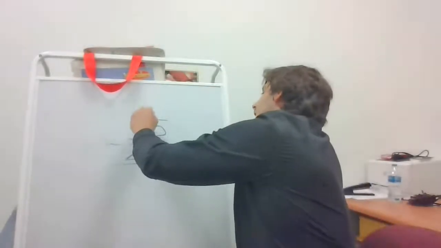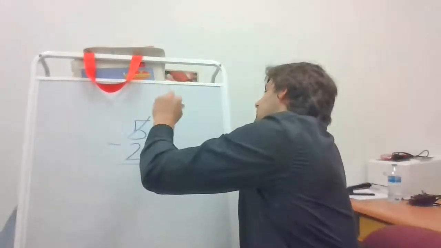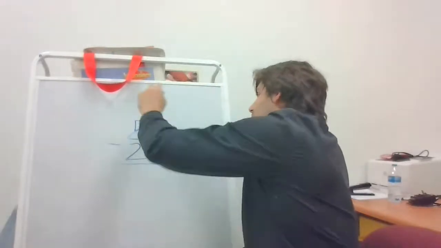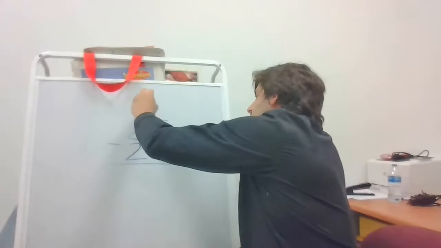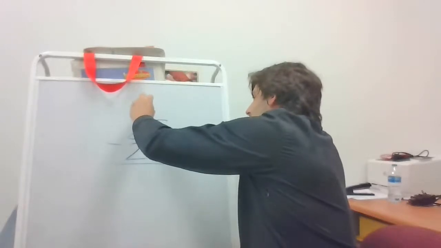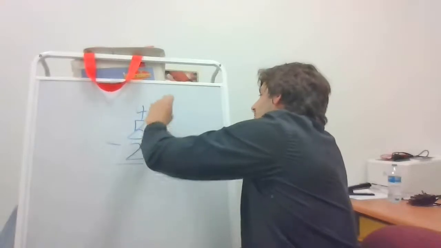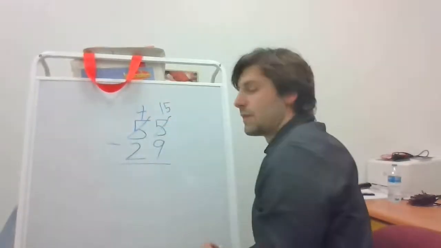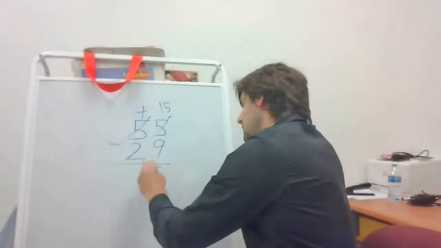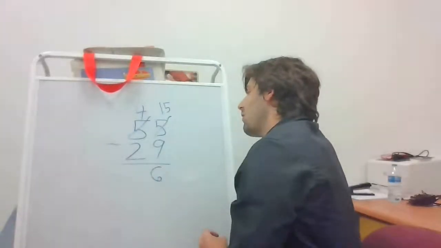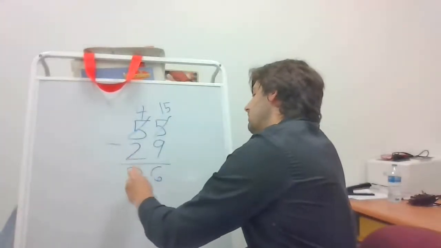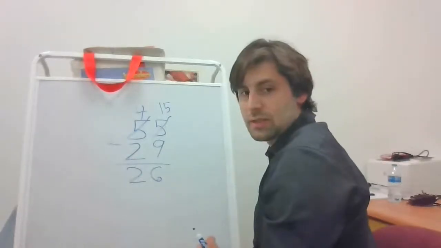So the 5 in the tens place is going to become a 4. The 5 in the ones place is going to become a 15. So 15 minus 9 equals 6. 4 minus 2 equals 2. And our answer is 26.